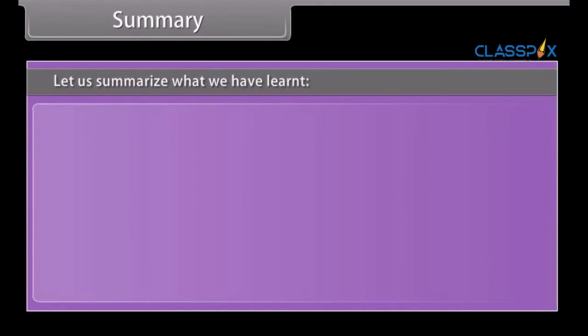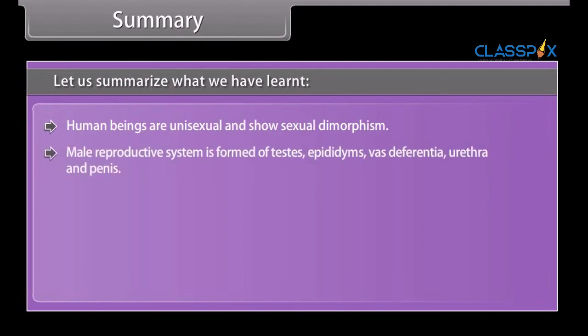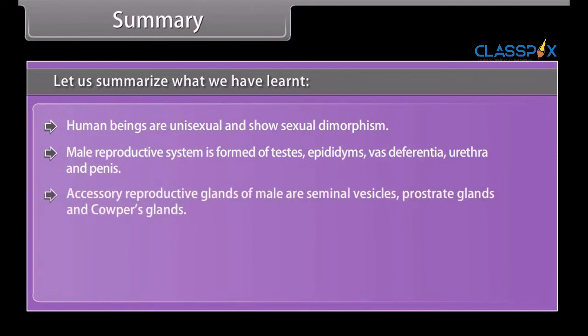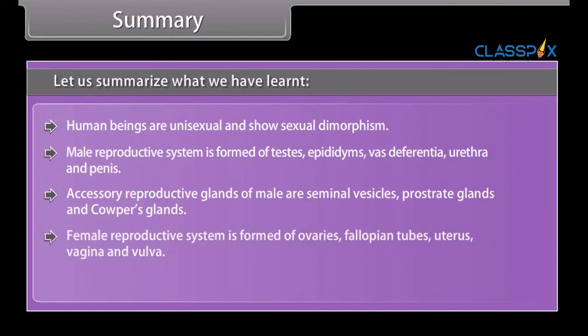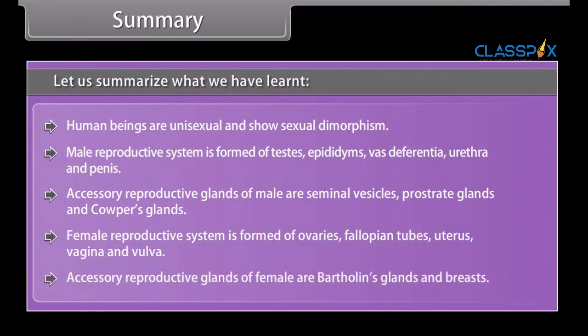Summary. Let us summarize what we have learned. Human beings are unisexual and show sexual dimorphism. Male reproductive system is formed of testes, epididymis, vas deferentia, urethra and penis. Accessory reproductive glands of male are seminal vesicles, prostate glands and Cowper's glands. Female reproductive system is formed of ovaries, fallopian tubes, uterus, vagina and vulva. Accessory reproductive glands of female are Bartholin's glands and breasts.